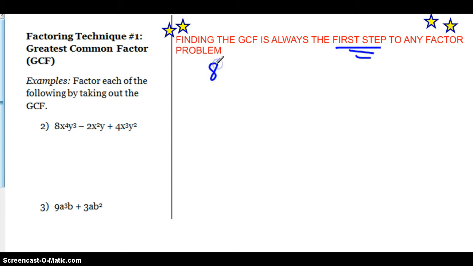So if I was to do a factor tree of 8, I would have 4 times 2, and then 2 times 2 times 2 would equal 8, to get down to prime factorization. For -2, we have factors of -1 and 2, and then for 4, we have 2 times 2. Now to find the greatest common factor between these three numbers, we look at their prime factors that would multiply to them and see what they have in common. And we want to find the greatest thing they have in common.